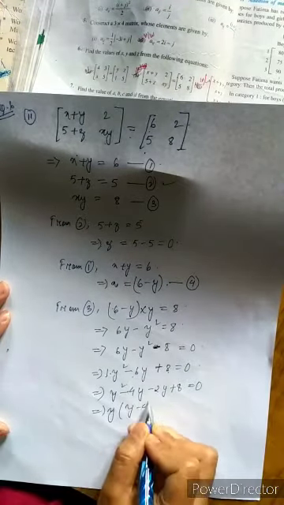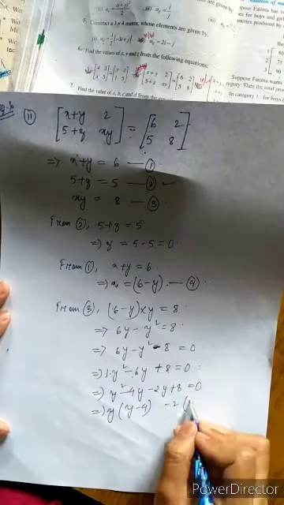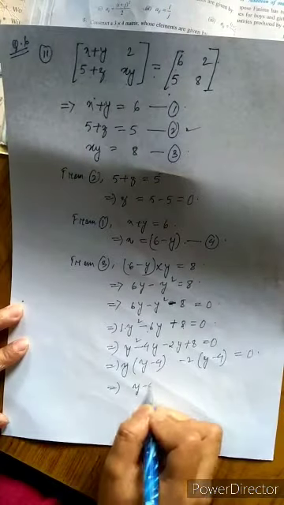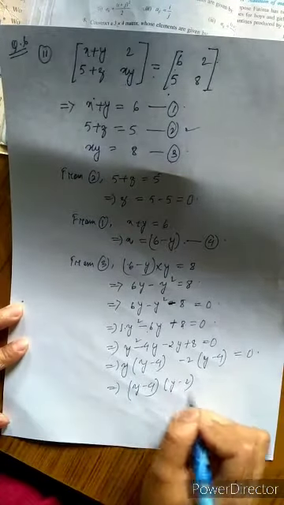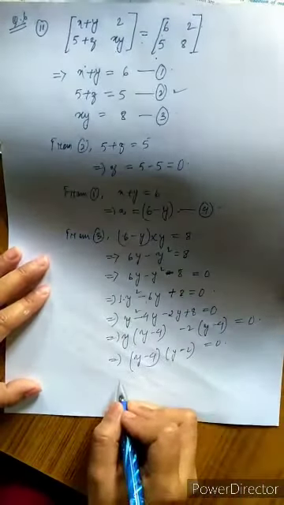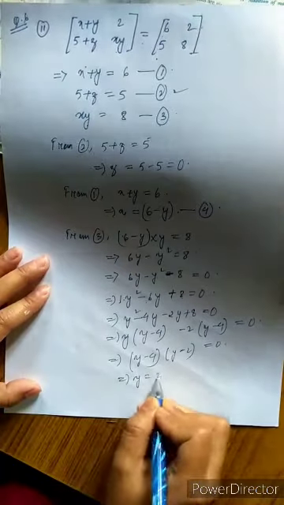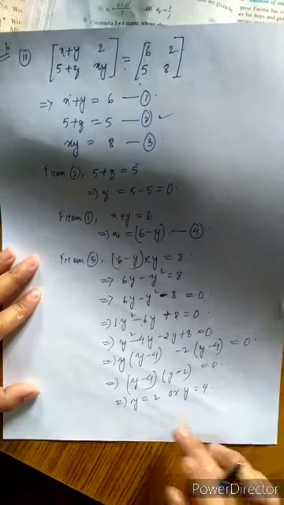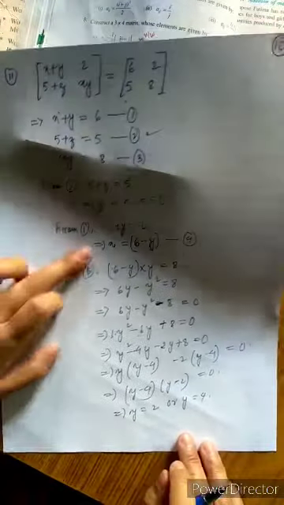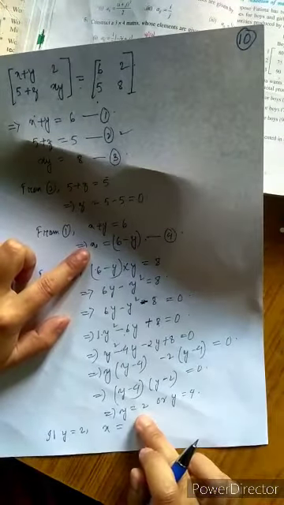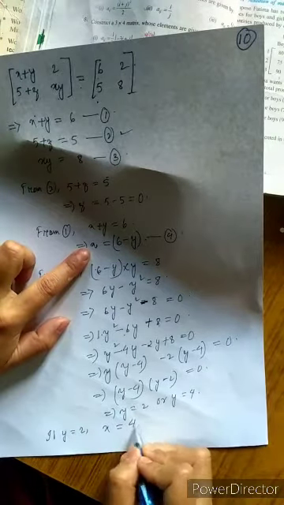Taking y minus 2 common from the last two terms, we have y minus 4. Taking y minus 4 common from the terms, we have y minus 4 into y minus 2 is equal to 0, which implies that either y equals 2 or y is equal to 4. By using these values in equation number 4, if y is equal to 2, the value of x is 6 minus 2, which is 4.